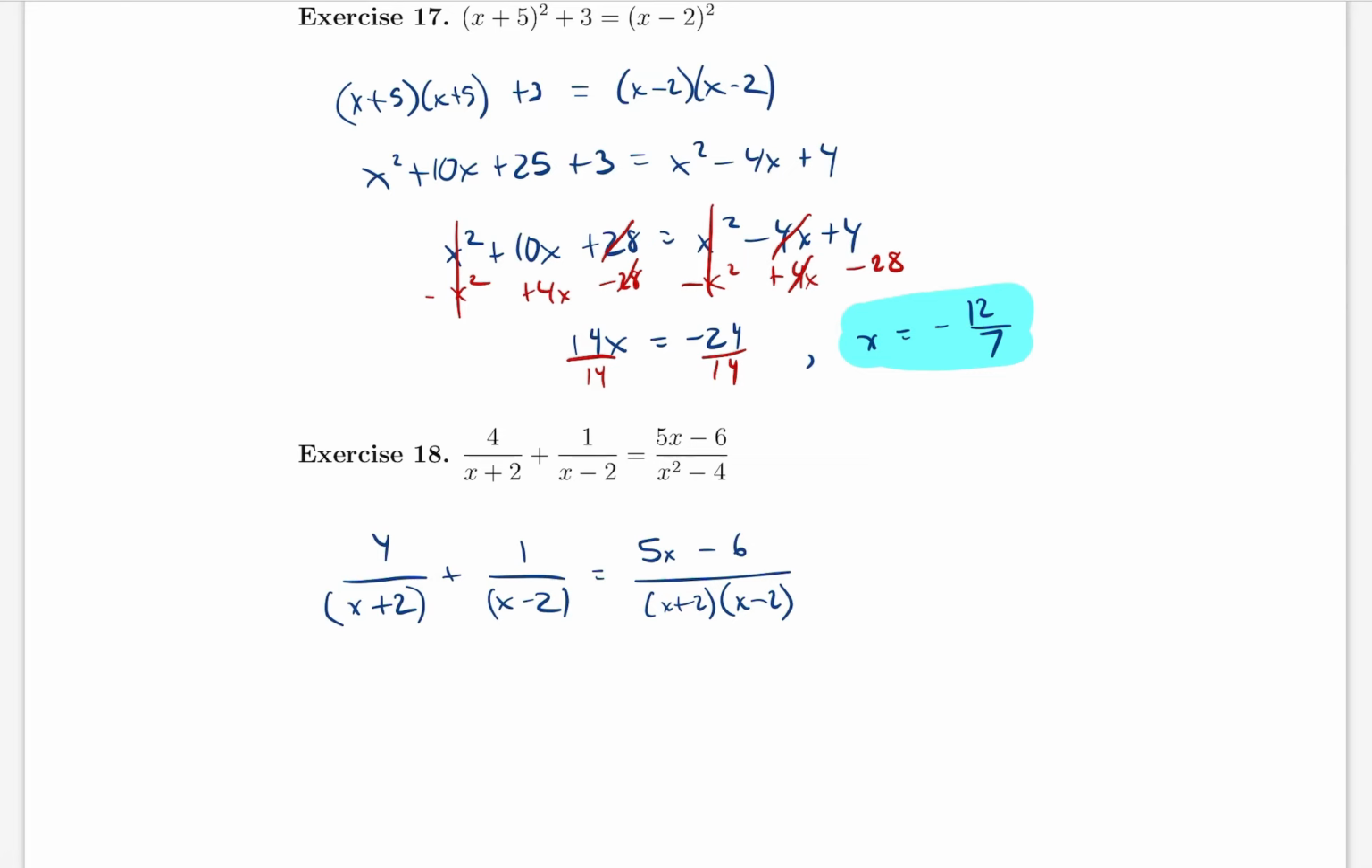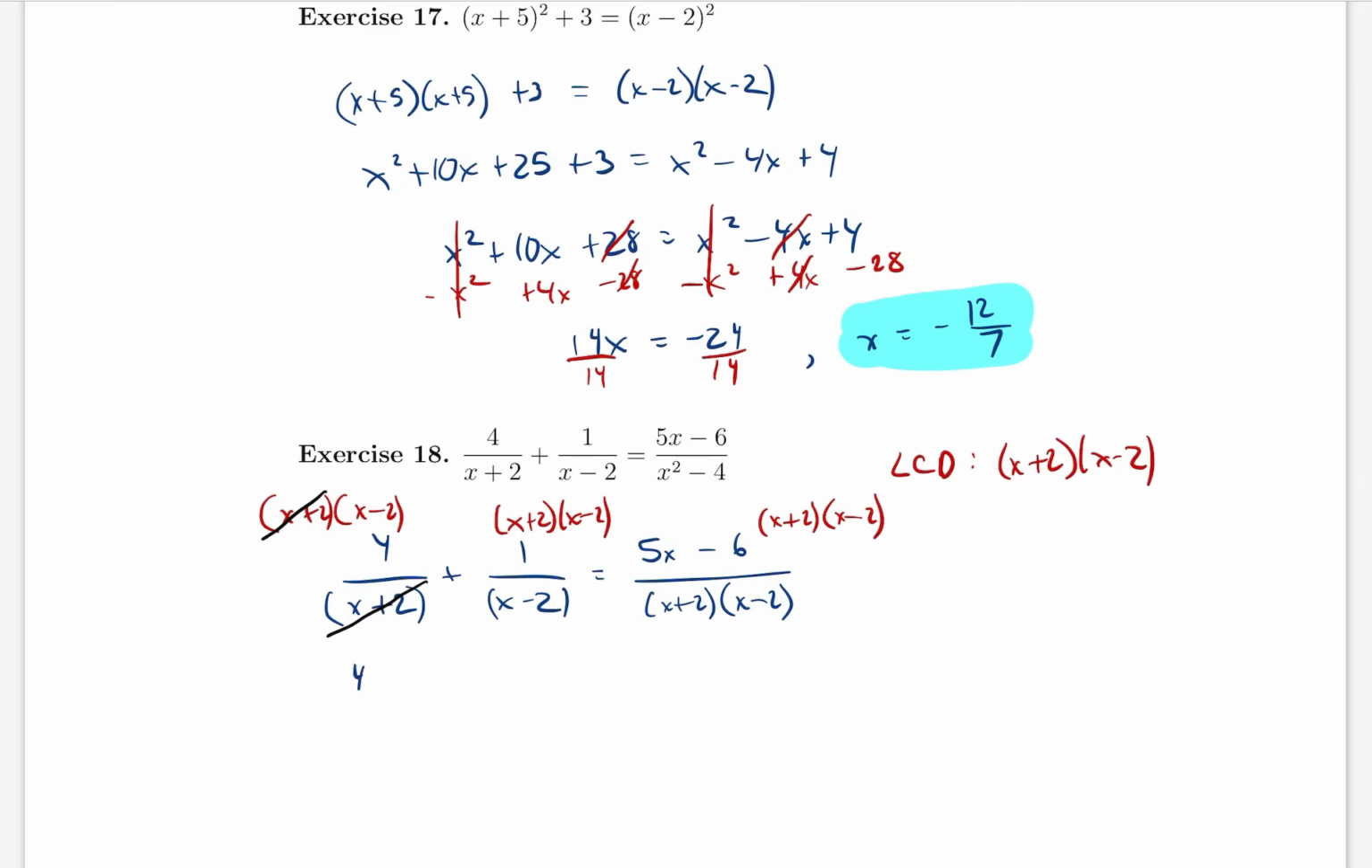And the LCD, you need to make sure that you're including all of the denominator factors without duplicating them. So there's only 2, and there are x plus 2 and x minus 2. So that's what we're going to multiply every single term by. We're multiplying every single term by the LCD. And in the process, you're going to get cancellation.